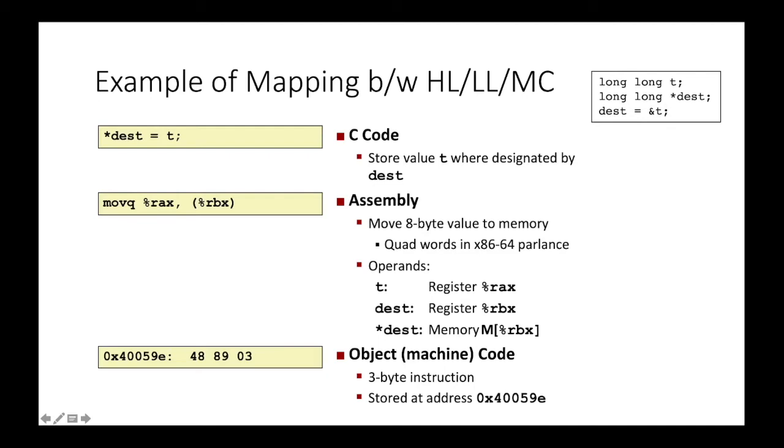Looks like compiler mapped the variable t to RAX register and dest to RBX register. Therefore, dereferencing dest is compiled to memory type operand (%rbx). This movq instruction is assembled to 3 bytes, hex 48, 89, and 03 by assembler.